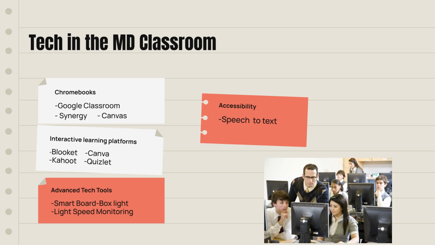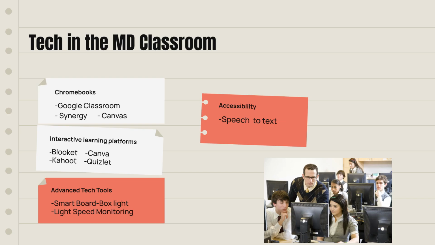Students also use interactive learning platforms within the classroom, such as Blooket, Kahoot, Canva, or Quizlet. These gamification platforms are fun, interactive, and students are able to learn content in a fun, interactive manner. And also within the Maryland classroom, there are advanced technological tools such as a smartboard or a Boxlight. Teachers use this on a daily basis to present slides or to have students come up to the board and interact with the board.